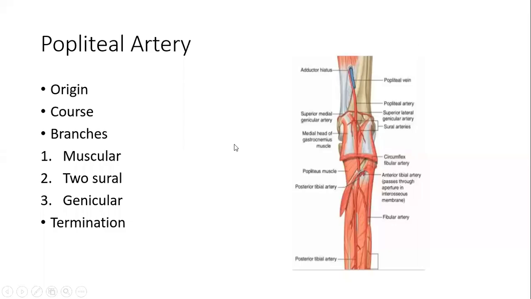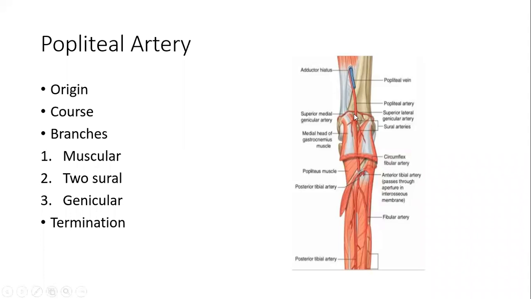Today's topic is the popliteal vessels. Popliteal artery, it is the continuation of the femoral artery. It extends above from the adductor hiatus, through which the femoral artery enters the popliteal fossa and changes its name to popliteal artery.